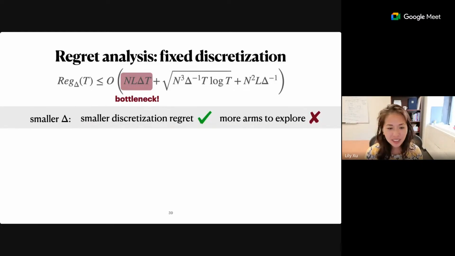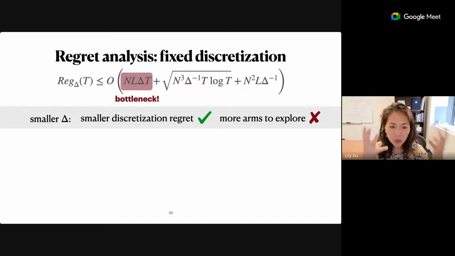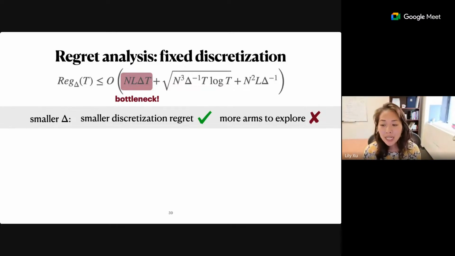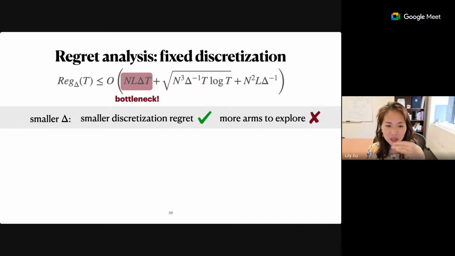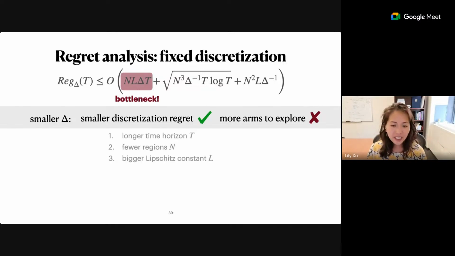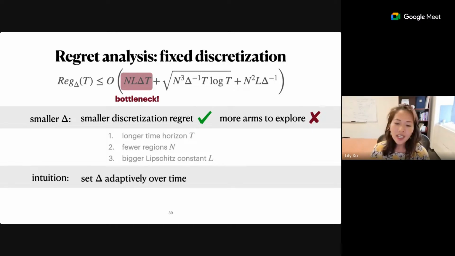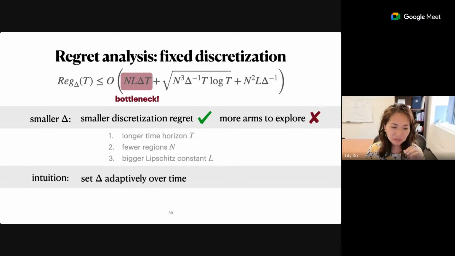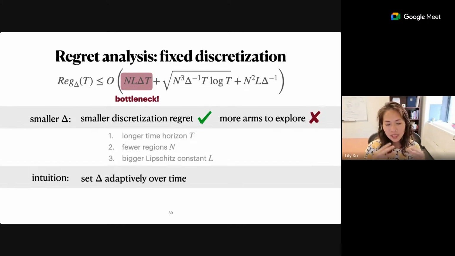And intuitively, what this tells us is that if our discretization level delta is smaller, then we're able to reduce this value. But smaller discretization means that we have to do more exploration. So there's that trade-off. And intuitively, if we have a longer time horizon, or fewer regions, or a bigger Lipschitz constant, then it makes sense to reduce delta and look at a finer discretization. And mathematically, what we can do is think about setting delta adaptively over time. So we start with a very coarse discretization, and as we collect more information, we can reduce delta and go to a more fine-grained approach.